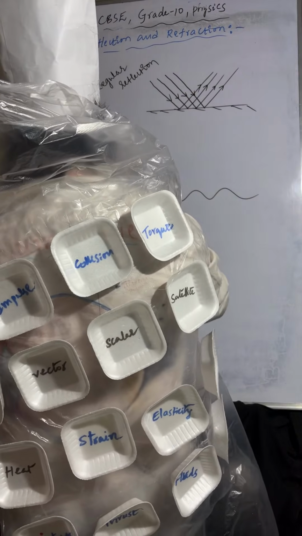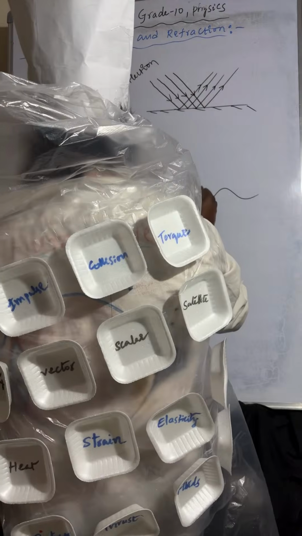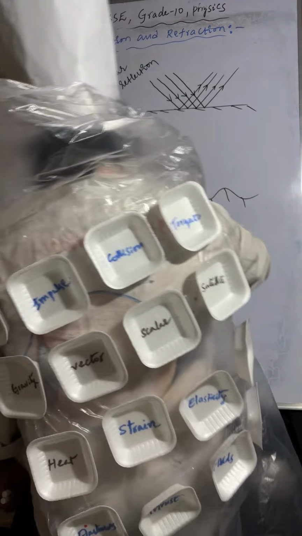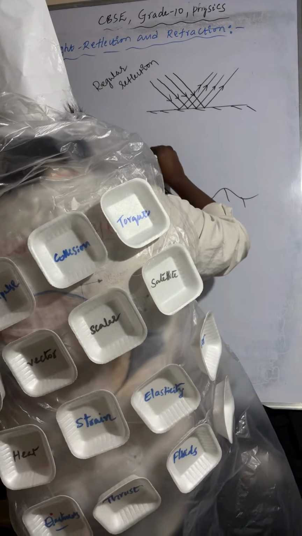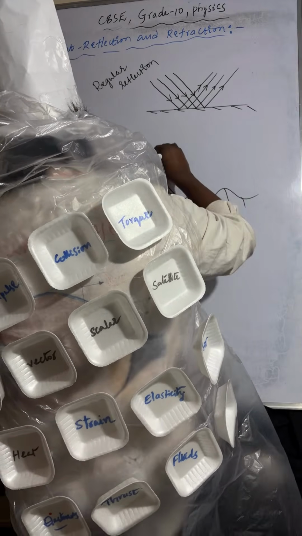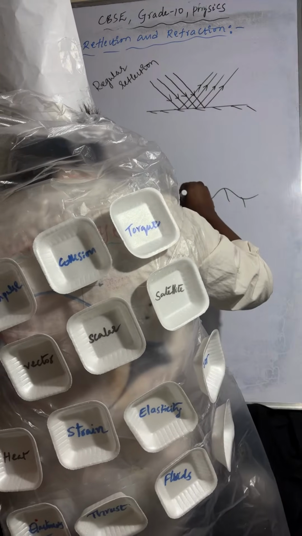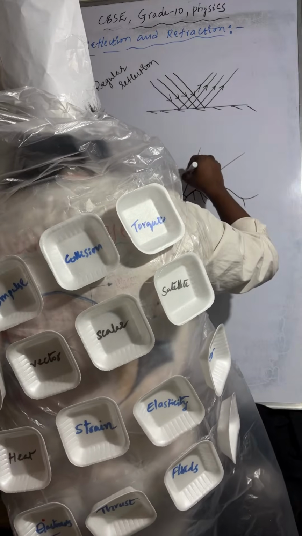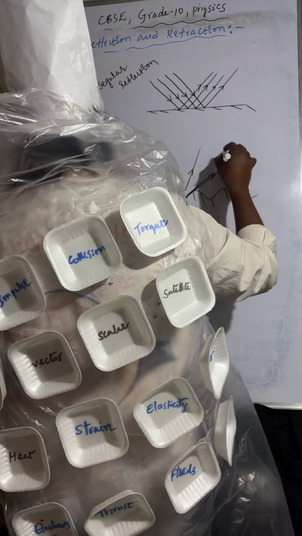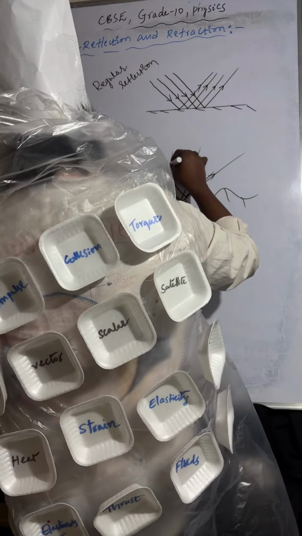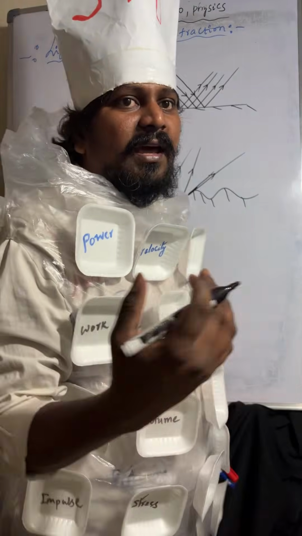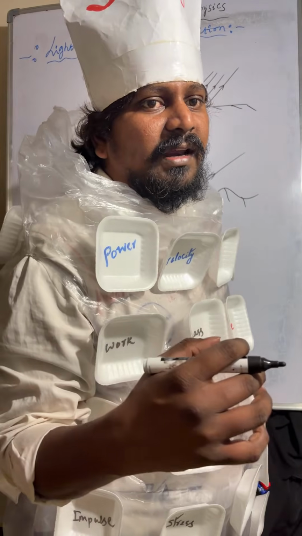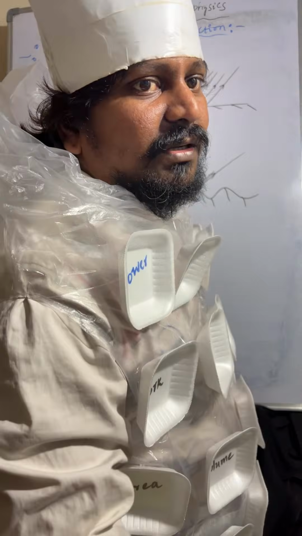So here coming to irregular reflection. Here you can see these are incident light rays. Understood? Incident light rays are parallel, but reflected light rays are not parallel to each other. So these light rays will move in different directions, like this and like this. So incident light rays are parallel, but reflected light rays are not parallel to each other. Understood? So check once here.